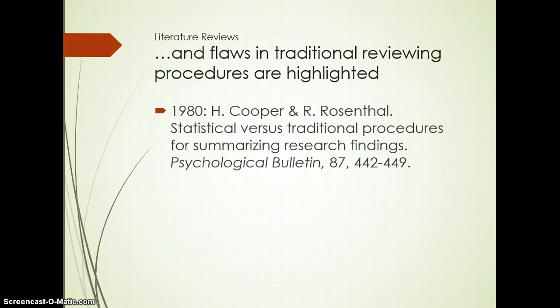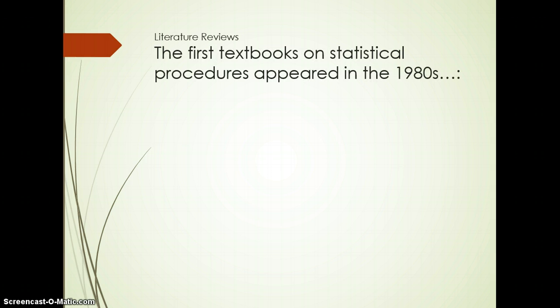Other authors made steps to dealing with some of the flaws that you might see in traditional review procedures. So Cooper and Rosenthal have taken steps to do this. Basically, people were beginning to get at some of the shortcomings of doing things such as vote counting, where you have 10 results from 10 different studies, and you count how many found the result in one direction, how many in another, without trying to actually synthesize the data.